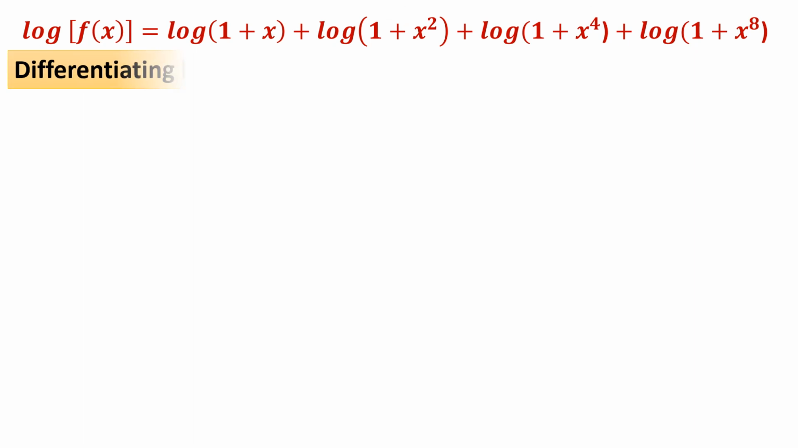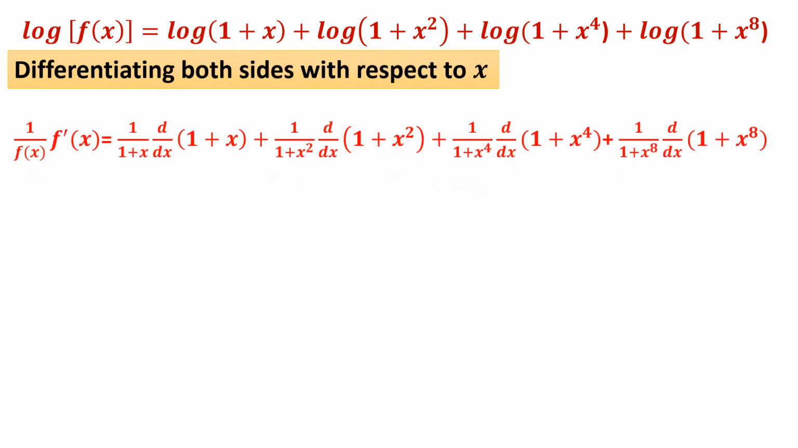Now it is ready for differentiation. 1 by 1 plus x into d by dx of 1 plus x, 1 by 1 plus x square into d by dx of 1 plus x square, 1 by 1 plus x power 4 into d by dx of 1 plus x power 4, plus 1 by 1 plus x power 8 into d by dx of 1 plus x power 8. Please be careful on the left hand side. It is 1 by f of x into f dash of x. That is 1 by that function into derivative of that function.